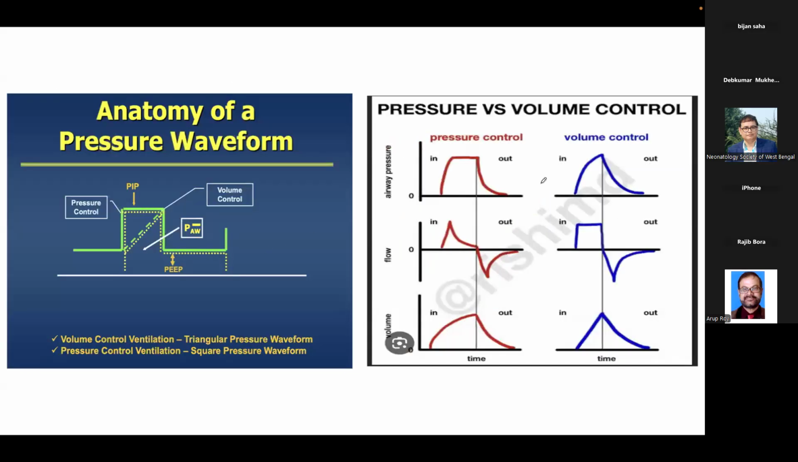By looking at the shape of the pressure scalar, we can know whether it is pressure controlled or volume controlled ventilation. Since it is pressure controlled, it is square shaped. Others are not square shaped. In volume control, flow is square shaped, others are not square shaped. So even if we don't look at the mode that your friend has said, just by looking at the monitor and the shape of these pressure curves, we can know whether the patient is undergoing pressure control ventilation or volume control ventilation.